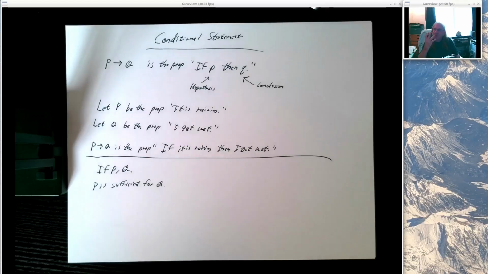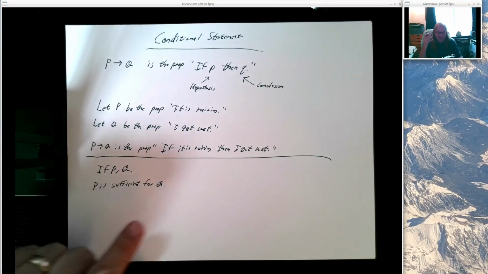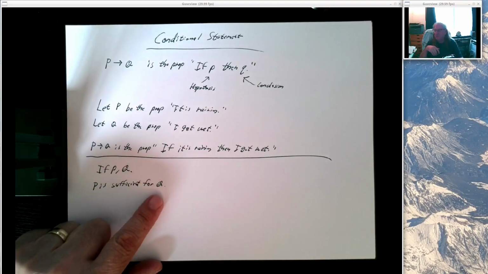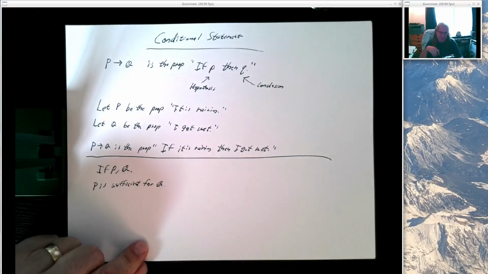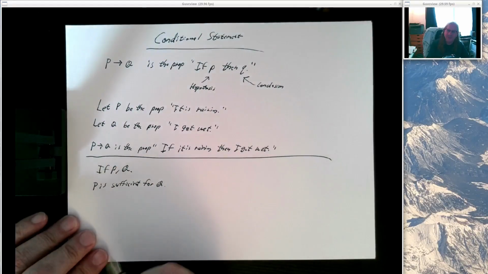What that means is that the truth of the statement, it is raining, that's all that's required for I get wet to also be true, right? It's a kind of weird, long-winded way of saying if it is raining, then I get wet.